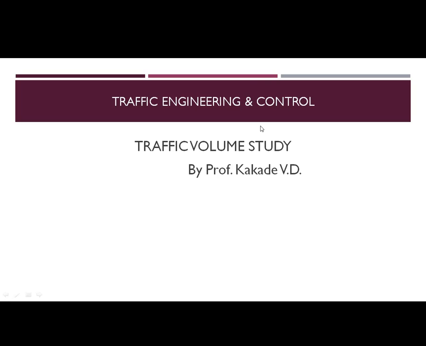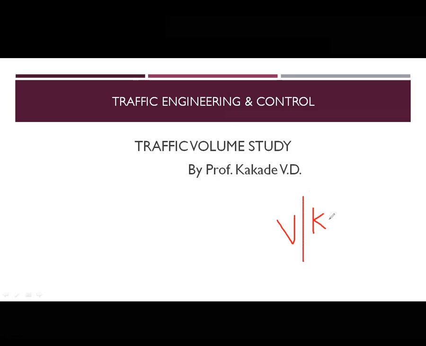Okay, so in the last lecture we have seen the topic of traffic flow. In that topic we did discuss traffic volume and traffic density. So traffic density is the vehicle per unit length, vehicles standing in a unit length of the road section.